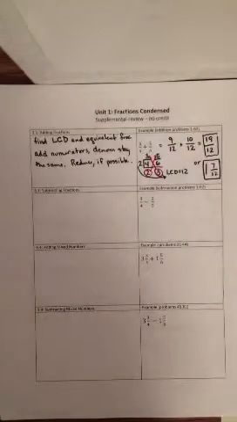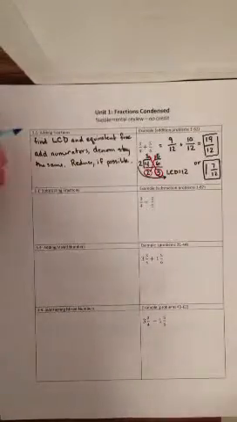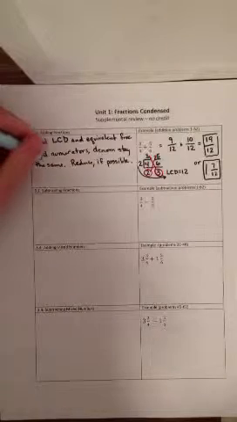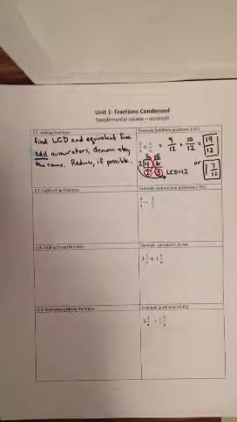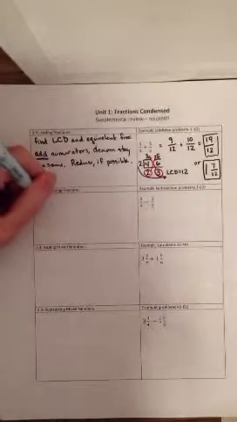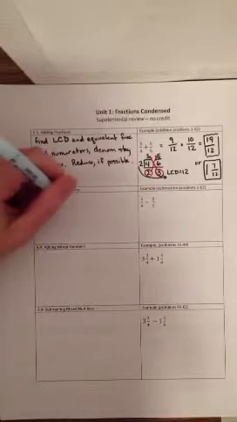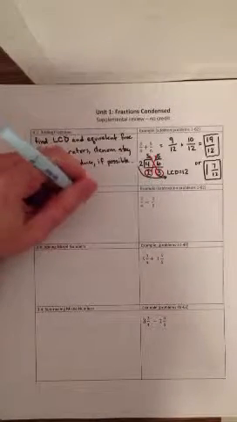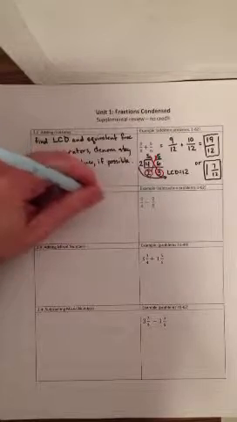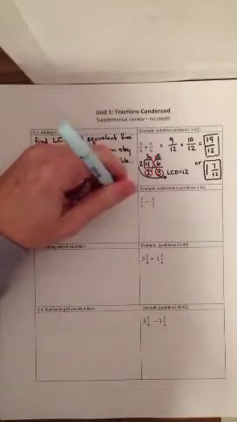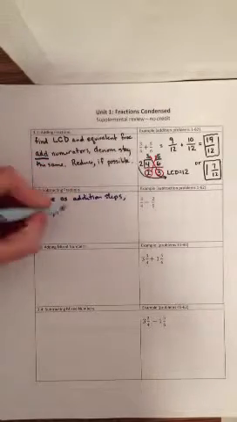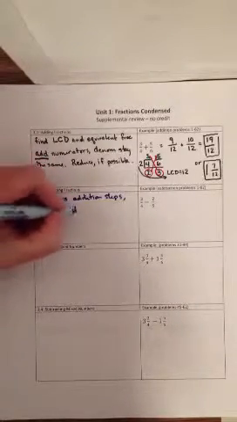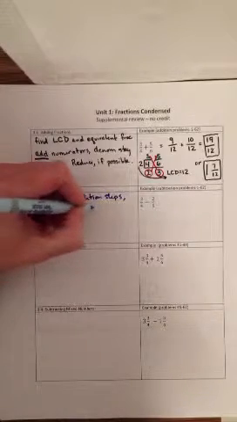When we're doing subtraction with fractions, it's going to be exactly the same procedure as we did with addition, except that when we get to the add numerators step, we're going to subtract instead. So the rules for subtracting fractions are the same as addition, except you're going to subtract numerators.